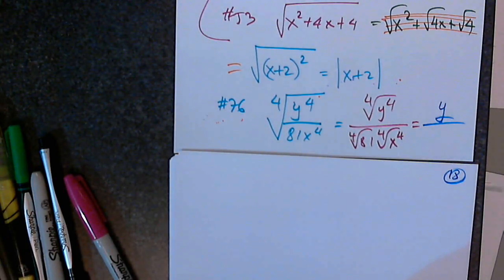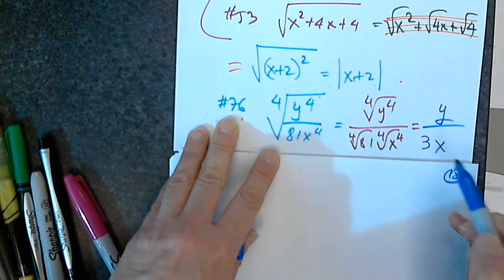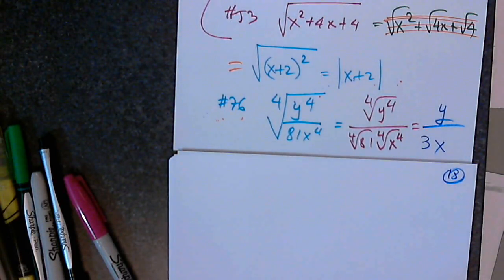Which number raised to the fourth power? 3. Yes, very good. Times x. Is that not an absolute value? We were told in this problem that everything is positive. Oh. Otherwise, yes, we would have put the absolute value. Absolutely.